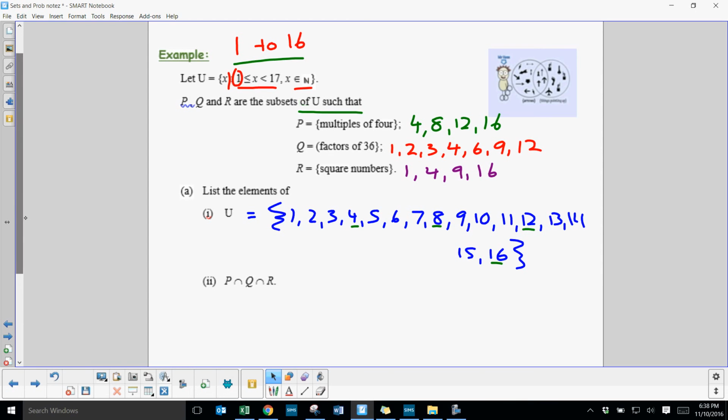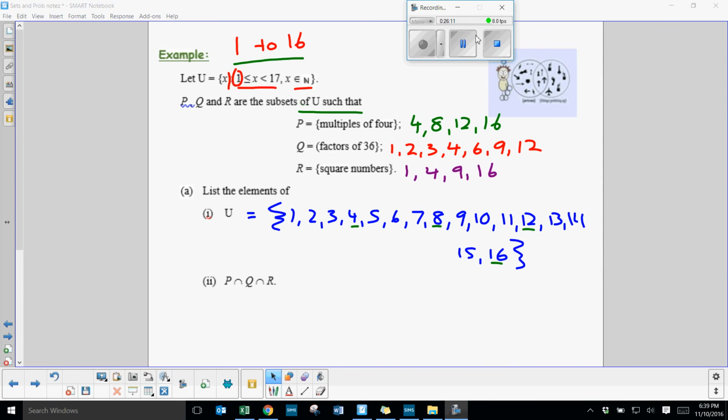So this question here is asking for the intersect. Just 1 second. I'll just try to fix that. So it's asking for... okay, we're back after I just paused it and had to close and open the file again.